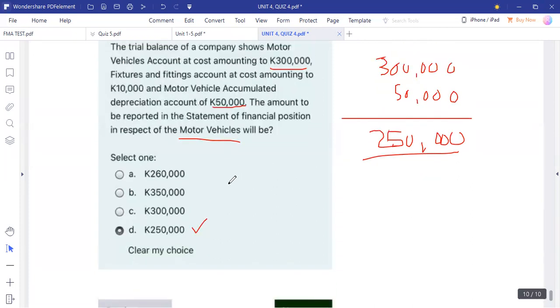So this is how this quiz was supposed to be tackled and answered. Any questions?